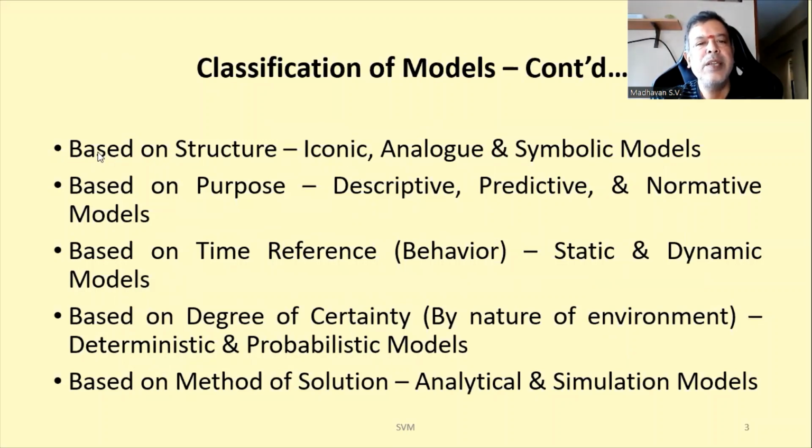First of all, based on structure, what all comes under that? Under that, we have iconic model, analog model, symbolic models. Based on purpose, we have descriptive, predictive, normative models. Time reference, we have static and dynamic models. Degree of certainty, we have deterministic and probabilistic models. This we also call based on environment. Then method of solution, we have analytical and simulation models.